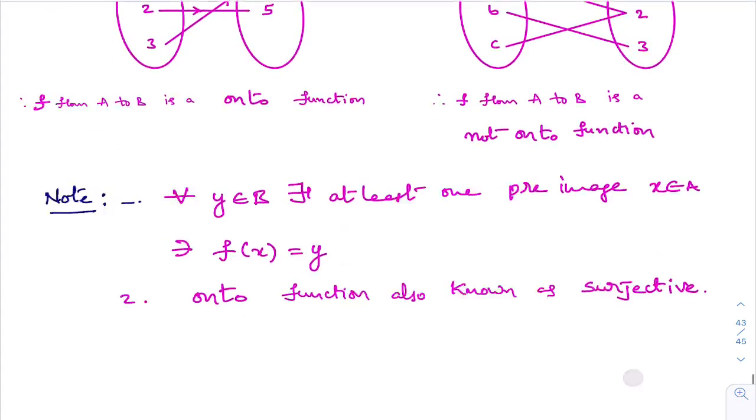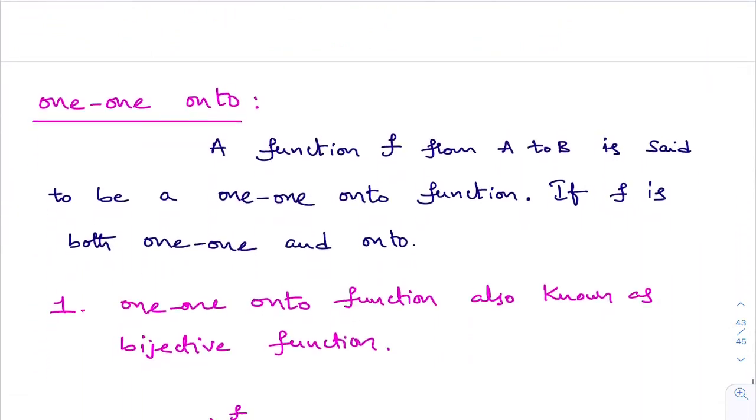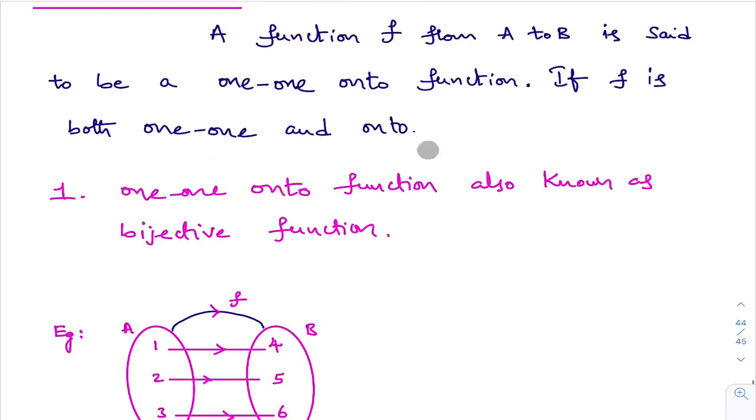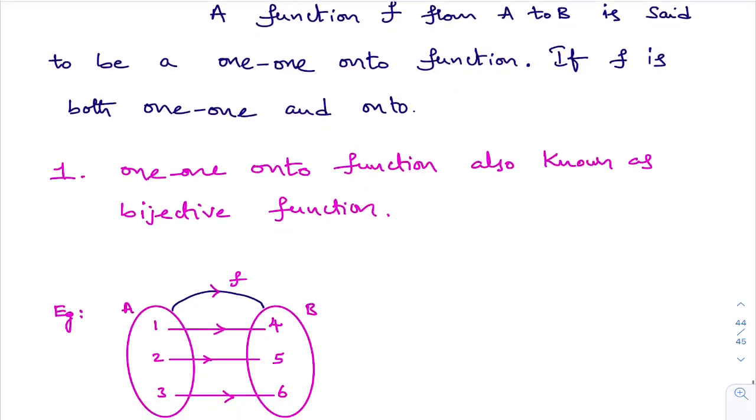Okay, next definition, last definition in this class. One-one onto function. What is one-one onto? A function f from A to B is said to be one-one onto if f is both one-one function and onto function. If the given function is both one-one and onto, then we say the function is one-one onto function or one-one and onto function. One-one onto function is also known as bijective function.